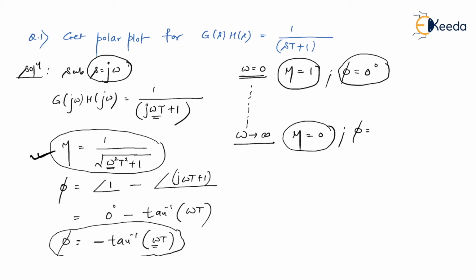Now if you look at this, omega is infinity, so it will become minus tan inverse of infinity, and you know that tan inverse of infinity is 90 degree, but because of the negative sign you can write minus 90 degree. So you have the value of magnitude and the value of phase for omega equal to 0 also, and omega equal to infinity also. Let us see the GH plane and let us see the final polar plot.